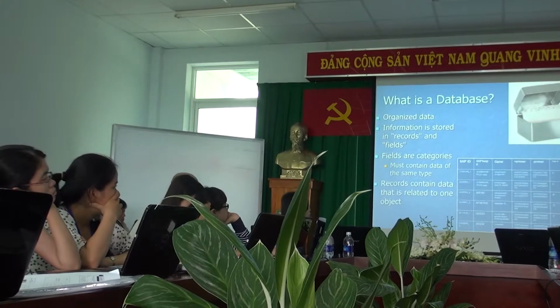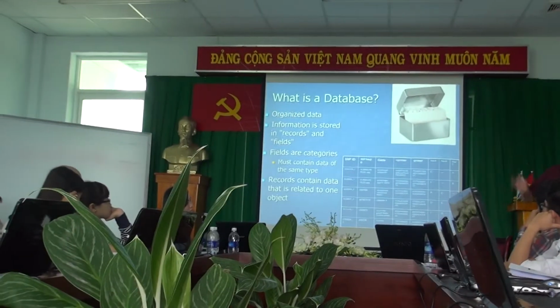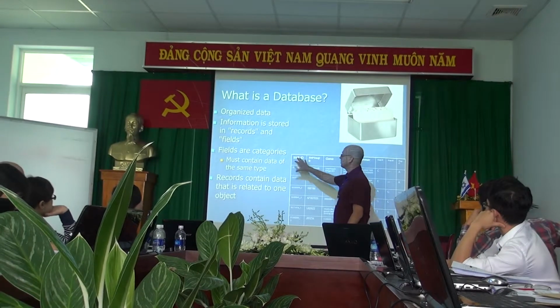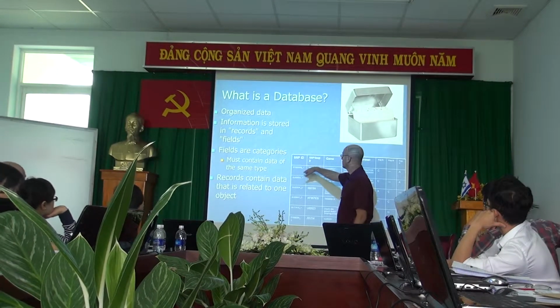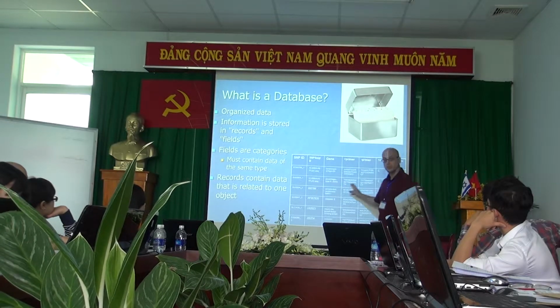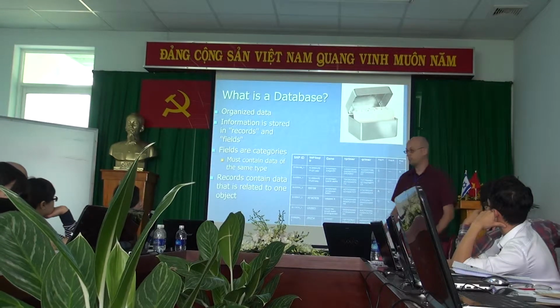So these are fields, usually in columns. Another thing, I said we have fields and records. So each record, here we have it in a different row.